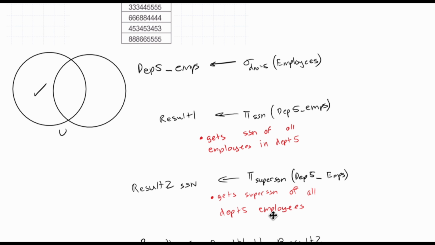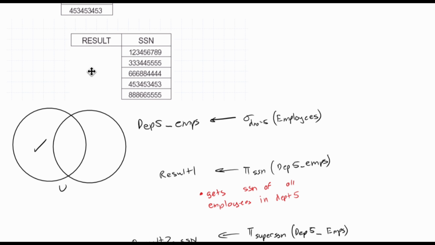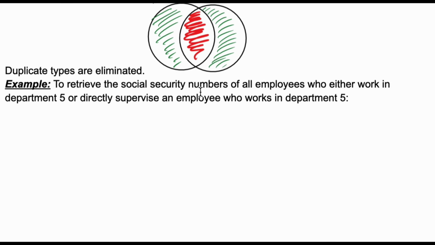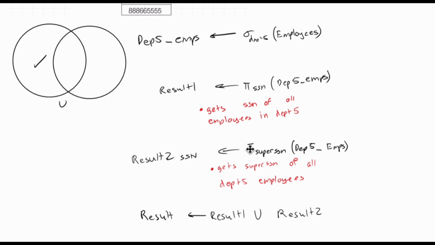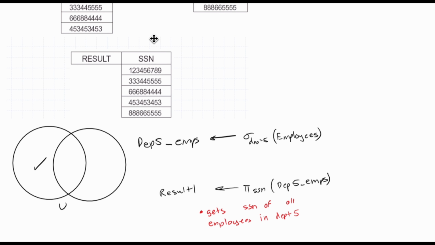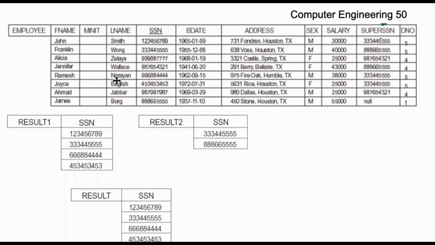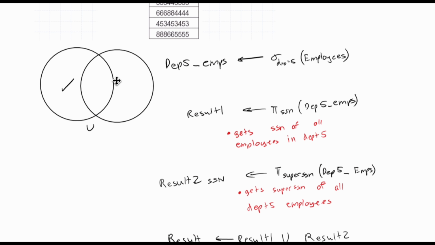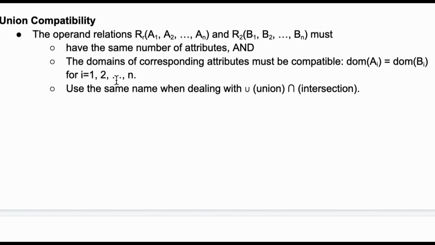And then we want to combine it all together in our result, because for this example, it says to retrieve the social security numbers of all employees who either, so it's going to be for both departments. So both of these are going to be unioned together and stored in our result. That'll be pushed in here. And that's going to be it for our union and how we would do an example on it. Next, we're going to be looking at union compatibility.